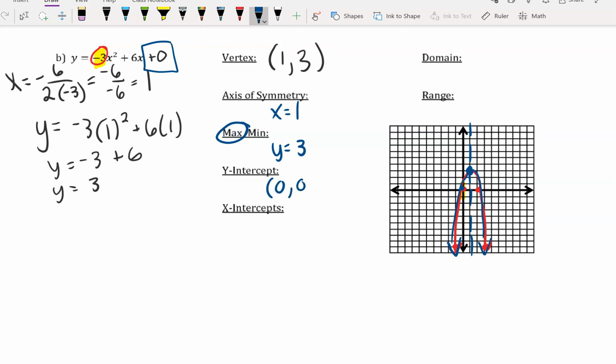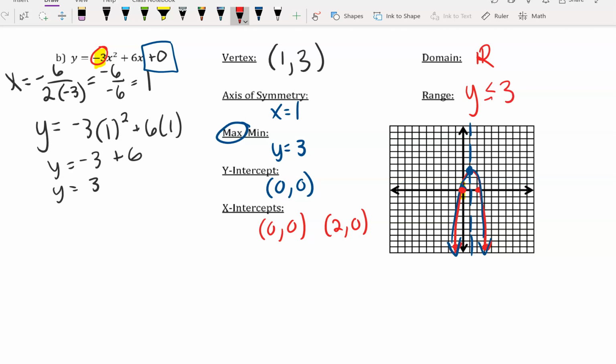The y-intercept is 0, and you can see that it actually crosses the y-axis here at 0. And then the x-intercepts are also going to be 0 because it crosses the x-axis at 0, and then it looks like also at 2. So we could just tell that based on the picture. And then the domain, all real numbers, and the range is y is less than or equal to, because it's pointing downward, less than or equal to 3.